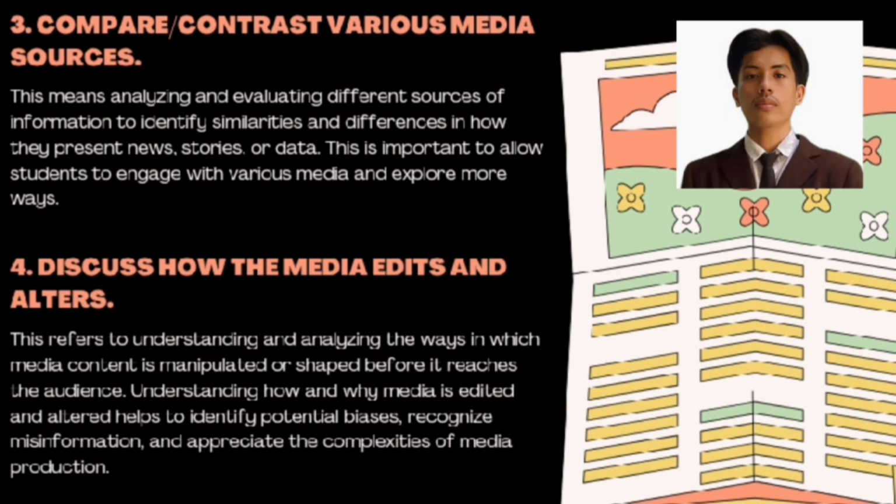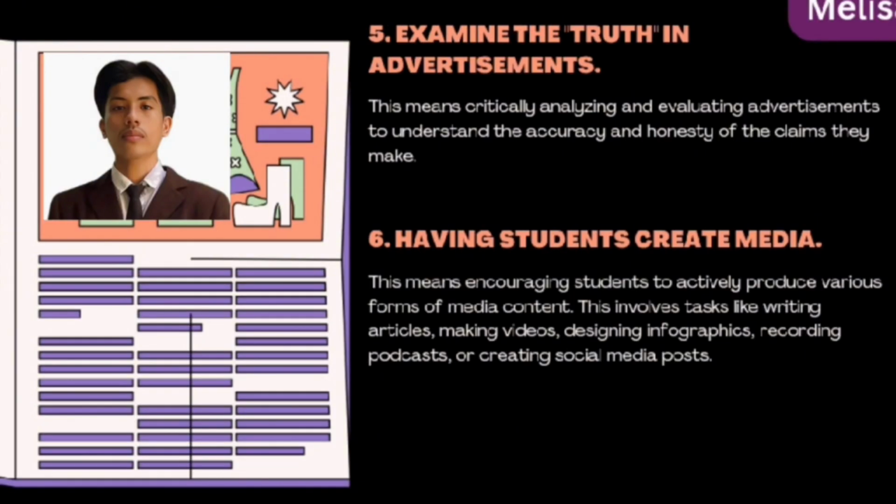Number 4. Discuss how the media edits and alters. This refers to understanding and analyzing the ways in which media content is manipulated or shaped before it reaches the audience. Understanding how and why media is edited and altered helps to identify potential biases, recognize misinformation, and appreciate the complexities of media production.